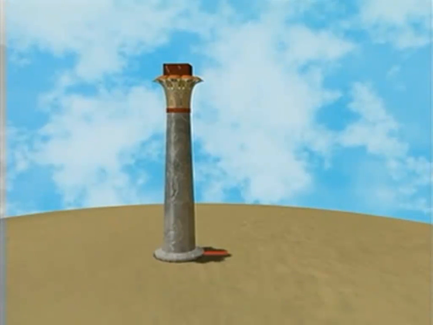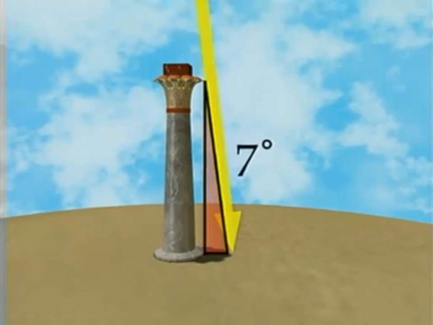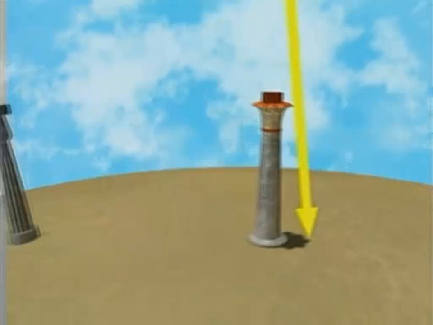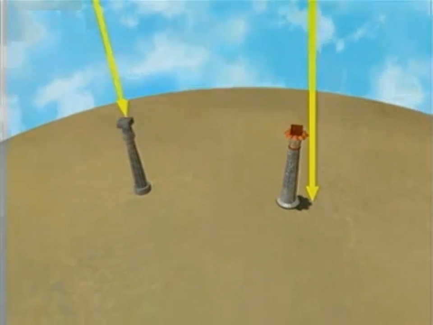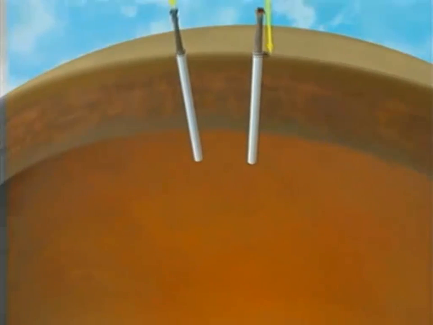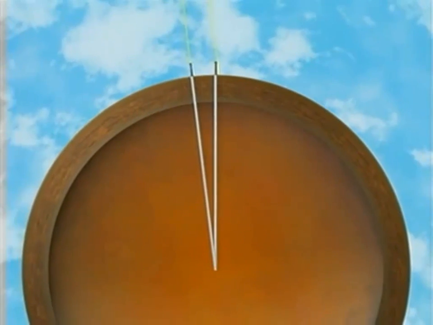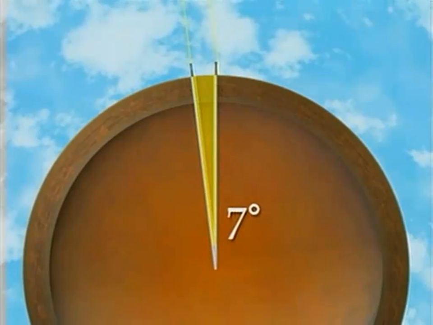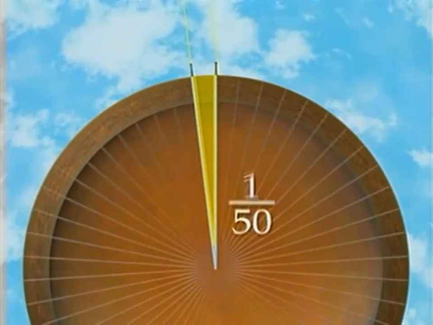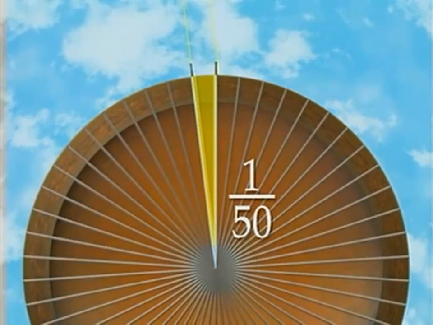From the length of the shadow and the height of the column, Eratosthenes calculated that in Alexandria on June 21st, the sun was shining at an angle of 7 degrees. Using Euclid's geometry of parallel lines, he deduced that if the columns at Alexandria and Syene were continued underground, they would eventually meet at the exact center of the Earth at an angle of 7 degrees. Since the two cities were 7 degrees apart on the sphere of the Earth, the distance between them was about 1/50th the distance around the whole Earth.